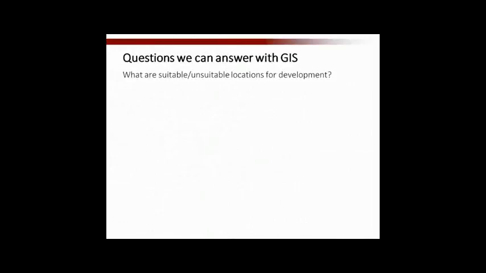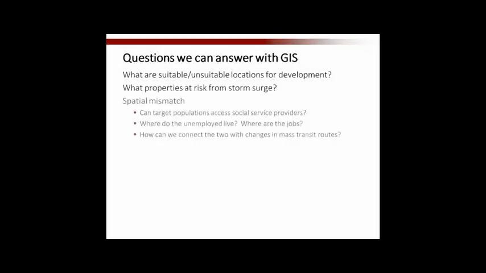Here's a quick list of the types of questions we can answer with GIS. What are suitable and unsuitable locations for development? What properties might be at risk from something like storm surge or flooding? And questions about spatial match and mismatch, such as can target populations access social service providers? Or where do the unemployed live and where are the jobs? How can we connect the two with changes in mass transit routes?